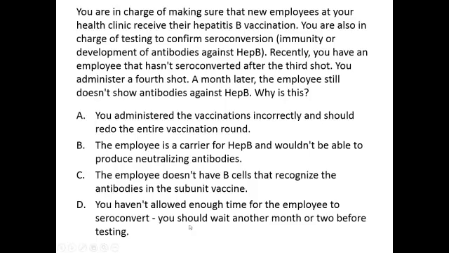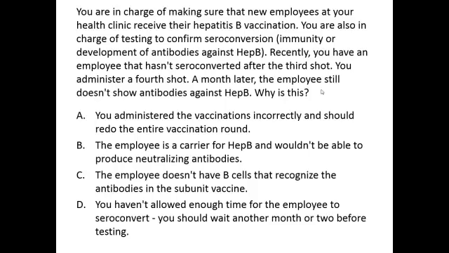Now you're probably thinking, well then, why did we wait a month after the 4th shot to do the testing? Why did we wait after the 3rd shot to confirm seroconversion? Well, here's the answer. With the series of vaccinations, because hepatitis B is a serious illness, we want to develop as many memory cells as possible. That's why we have multiple rounds.